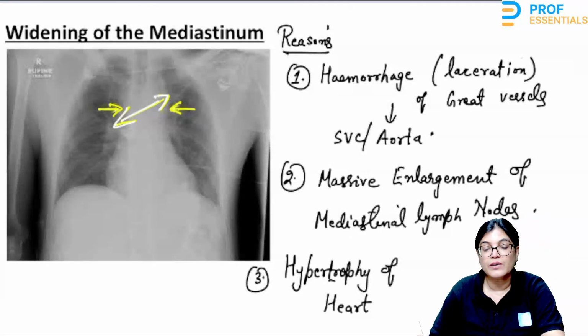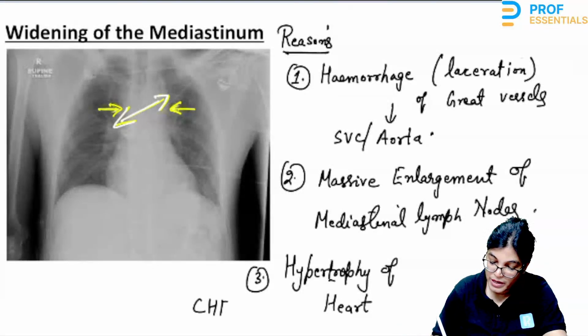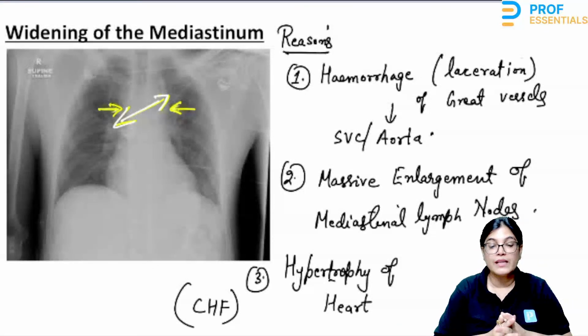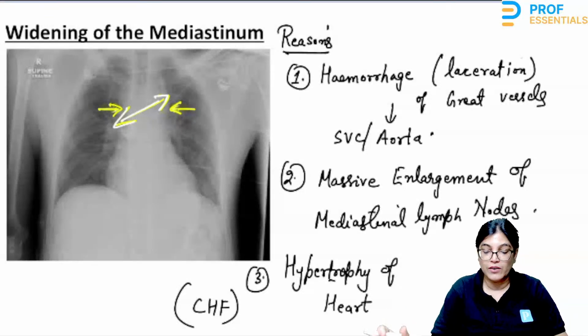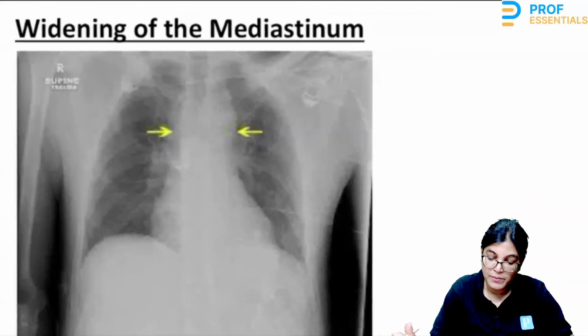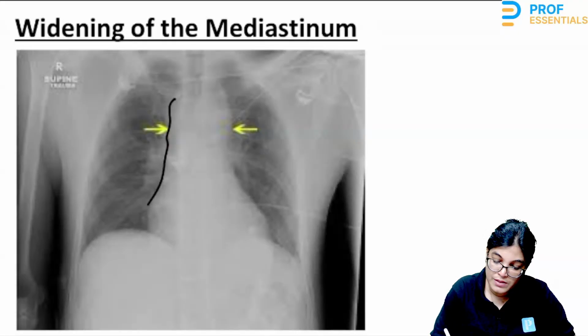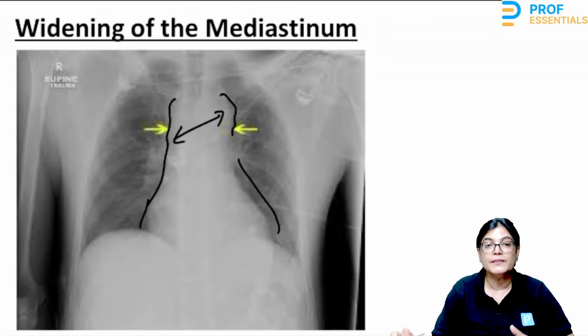In the clinical scenario of congestive heart failure, CHF, there is also widening of the mediastinum. So these are a few of the conditions where we can observe widening of the mediastinum. You can see in this image that the mediastinum is widened. The mediastinum is widened because of various reasons.